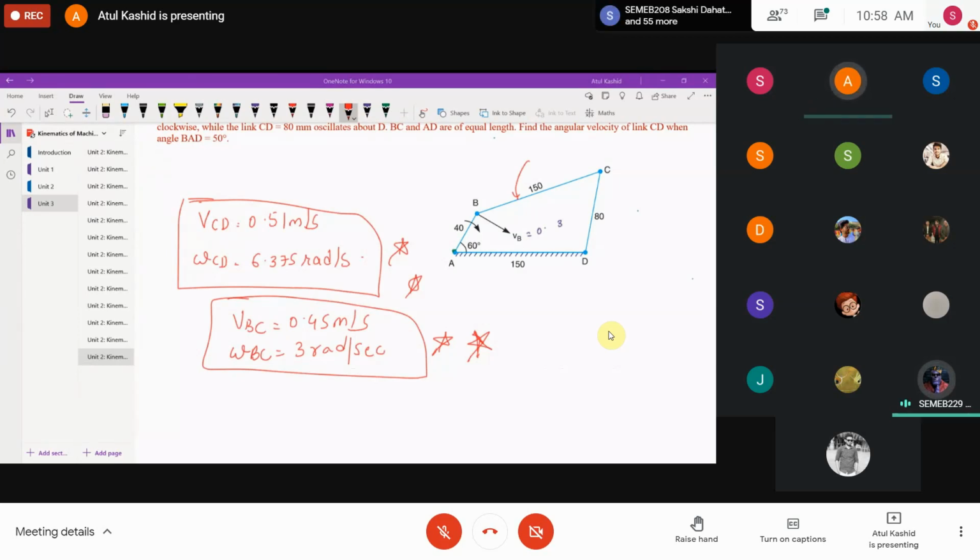Sir, not clear, sir. Attendance. Yes? Not clear. Not clear. Sir, what is after not clear? Configuration diagram, sir. For CD. After the configuration diagram, are you talking about the velocity polygon? About the diagram? Yes.